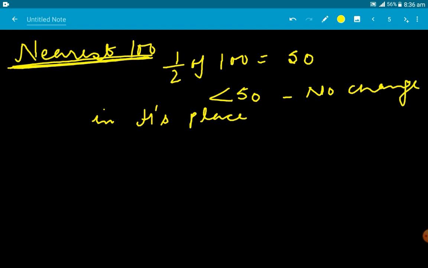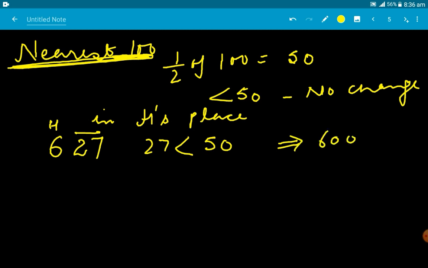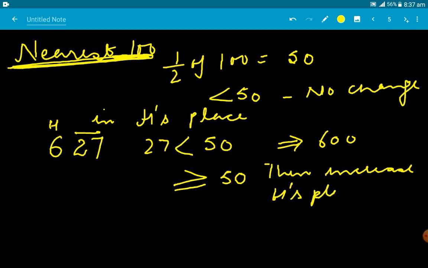For example, I'm writing a number like 627. Now see bache, 27 is less than 50. So there will be no change in the hundreds place because we are rounding off the number to the nearest 100. So it will become 600. Now if the last two digits are greater than or equal to 50, then increase the hundreds place by 1. Very easy.